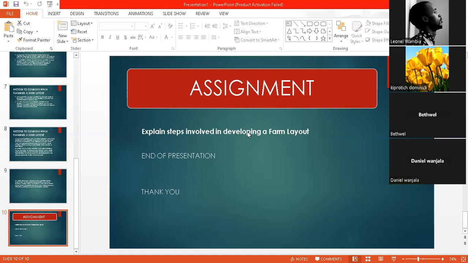Okay. The assignment: explain steps involved in developing a farm layout. So I expect that by the next lesson, you will have submitted it. It will carry marks for your CAT. I want it hand typed and submitted to the class rep by the end of the next lesson.